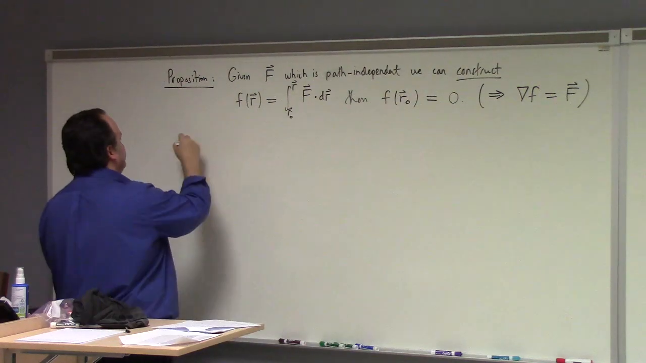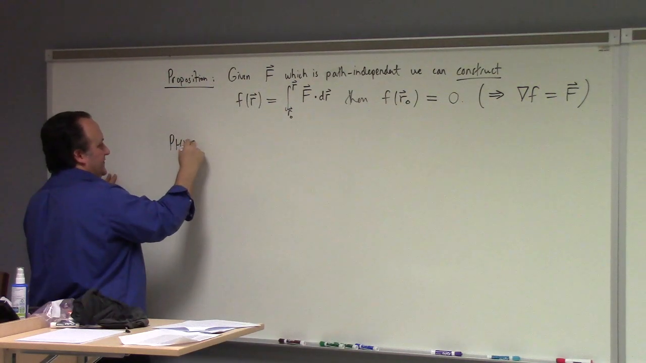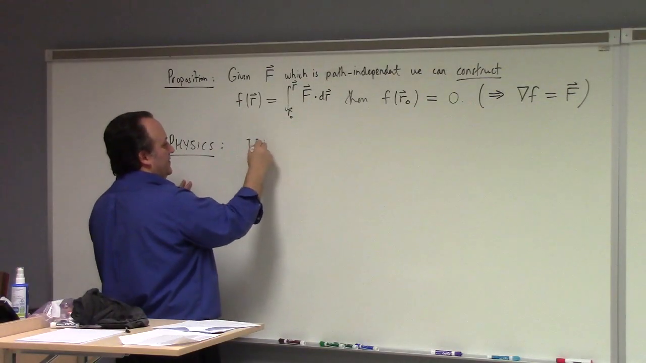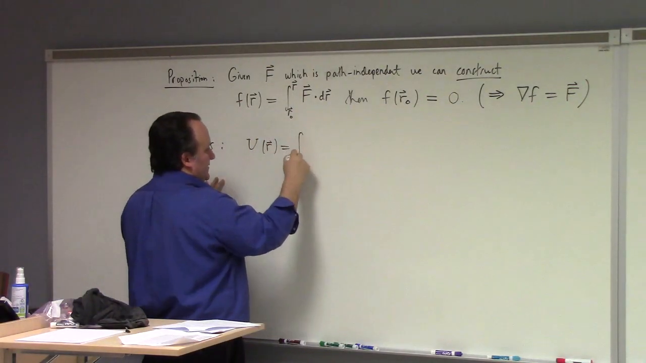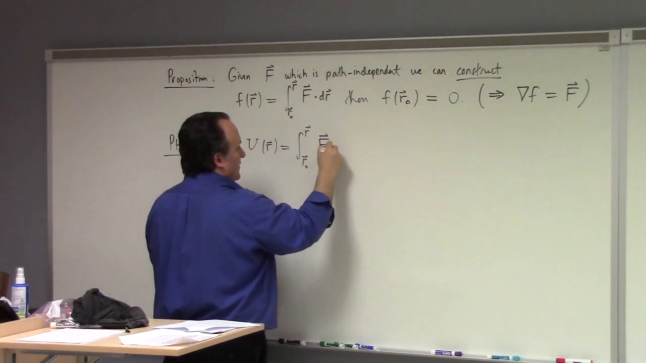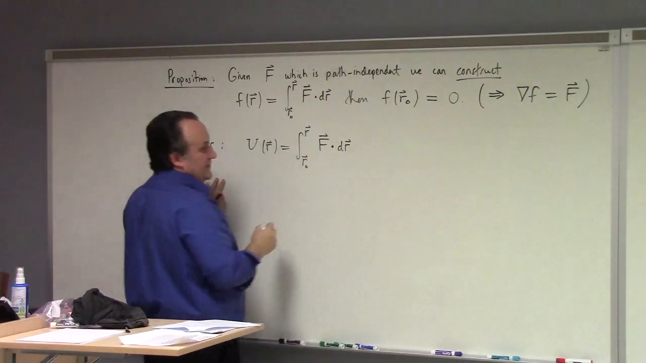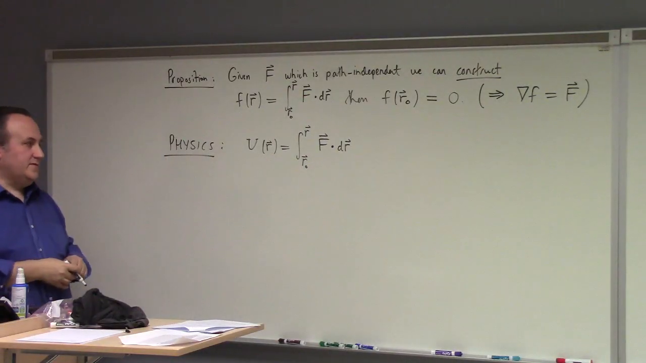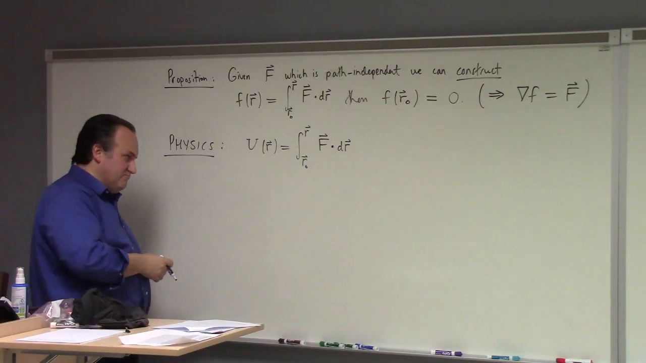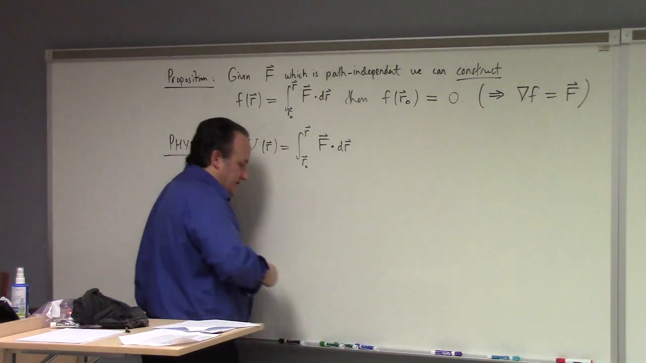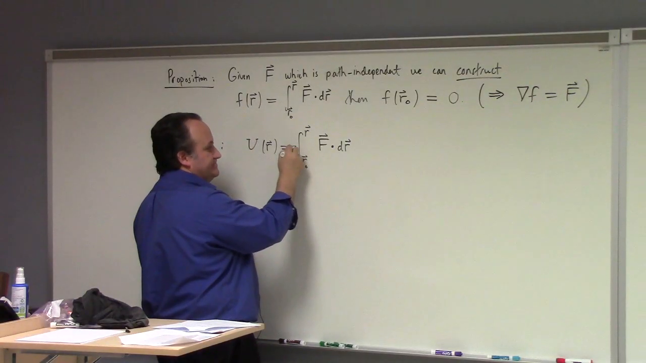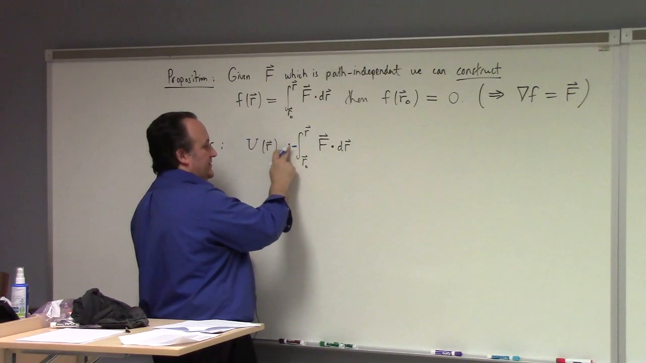Physics, what do we do? Let's talk about physics for a second. You would say U of r is equal to the integral from r naught to r of F dot dr. Then you'd be wrong. This is not the potential energy due to the force F. If you want to calculate the potential energy due to the conservative force F, we are going to need to put a minus right here. We need a minus right there.